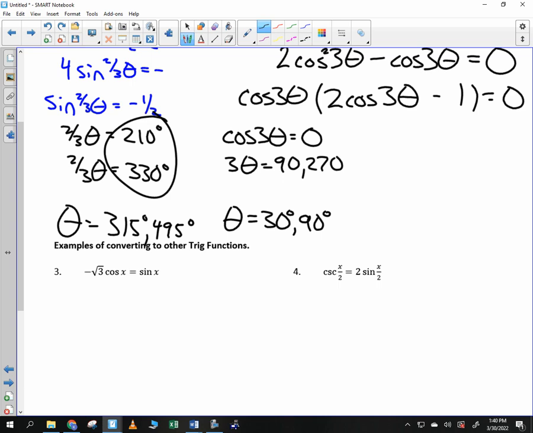I have another equation to solve. It is 2 cosine of 3 theta minus 1 is equal to 0. What are we going to do? Add the 1, divide by the 2, and I get cosine of 3 theta is 1/2. How do I determine where cosine is equal to 1/2?